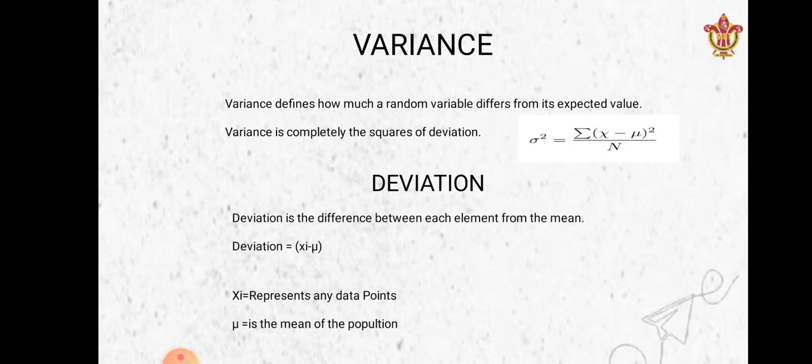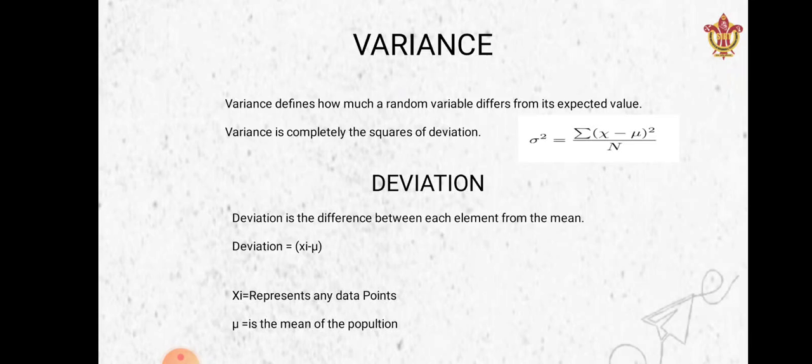Coming on to variance. What is variance? Variance defines how much a random variable differs from its expected value. Variance is completely the square of the deviation. Okay, so this formula you need to memorize, or you just need to summarize, because you have to calculate variance in the numerical portion. Deviation is the difference between each element and the mean. So deviation represents the data point minus the mean of the population.